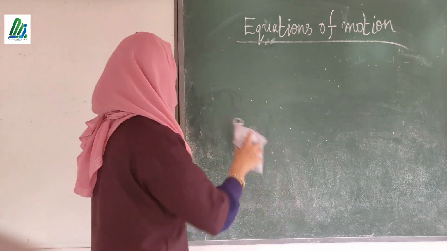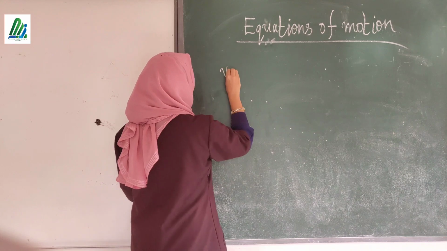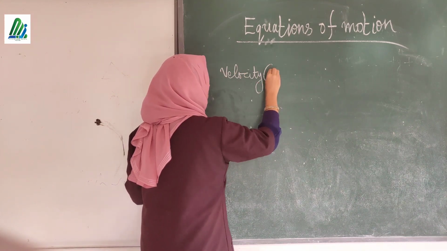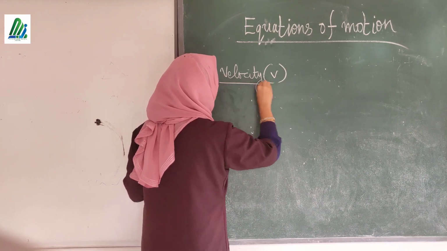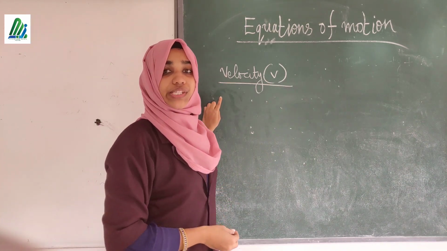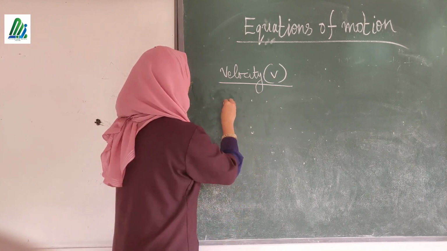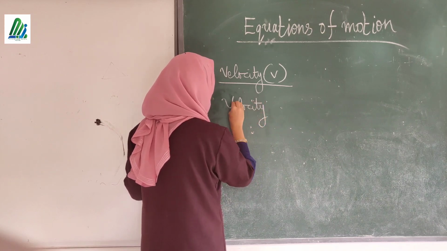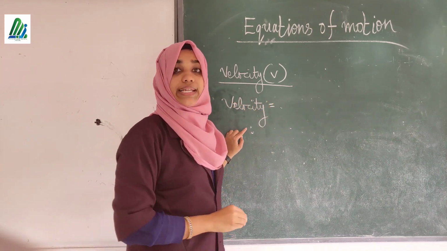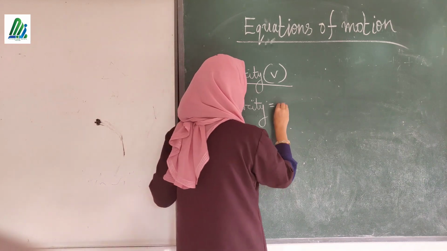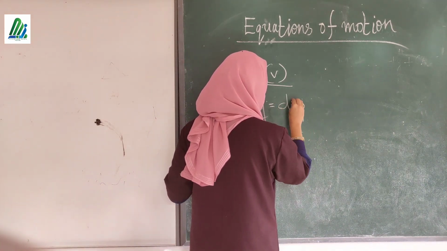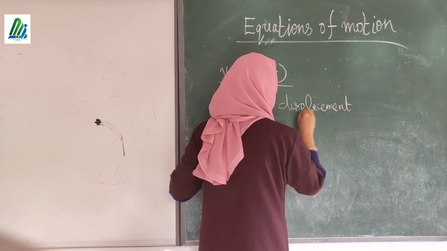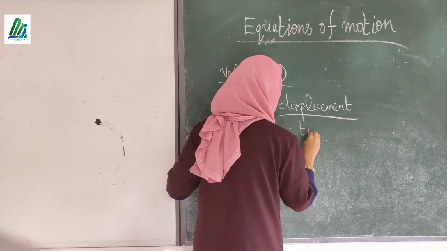So we can write velocity. We can represent velocity by v. Velocity is the rate of change of displacement. We can write velocity equal to displacement by time.